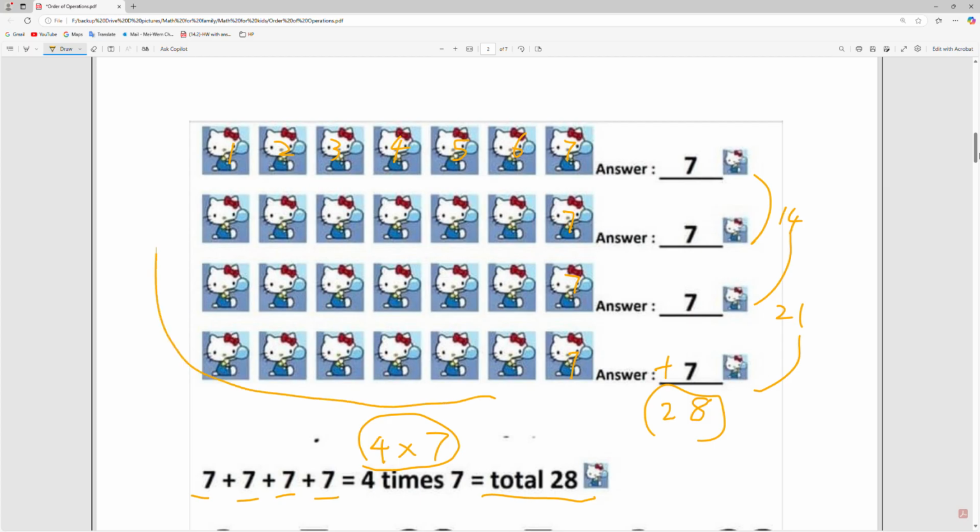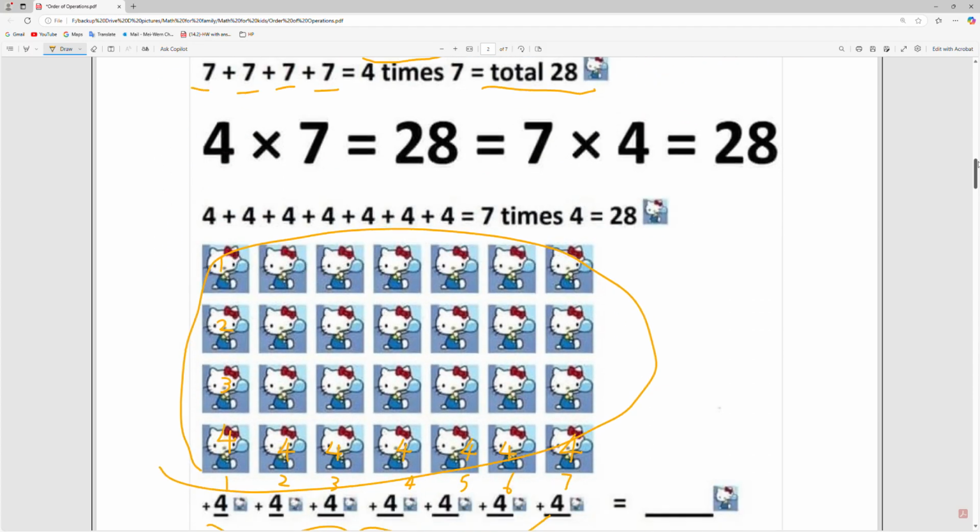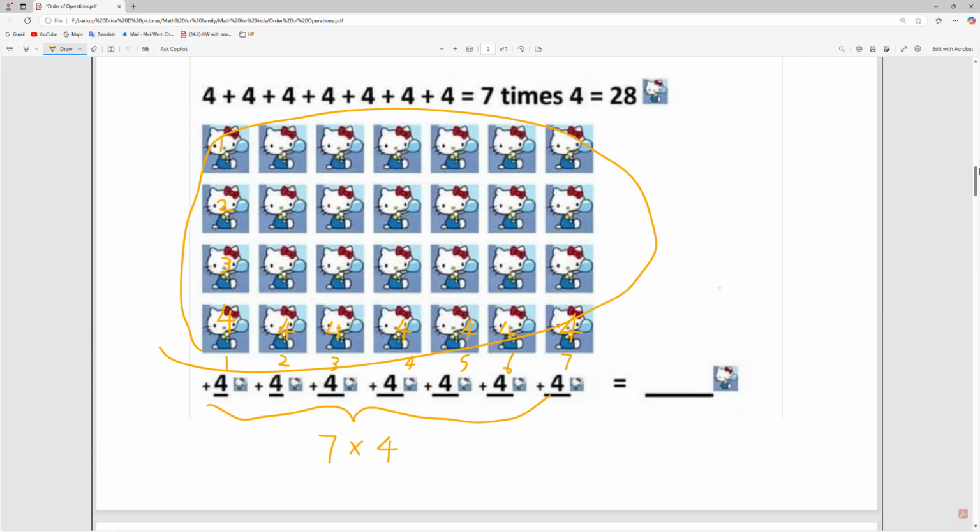Do you believe it is the same soldiers there? Yes. So if you already counted by the row, the total is 28. Without counting again, do you believe this number should be 28? Yes, sure, right? Because they are the same amount of soldiers standing there. But if you don't believe this concept, you can still calculate to be sure. 4 plus 4, 8. 8 plus 4, 12. 12 plus 4, 16. 16 plus 4, 20. 20 plus 4, 24. 24 plus 4, 28.